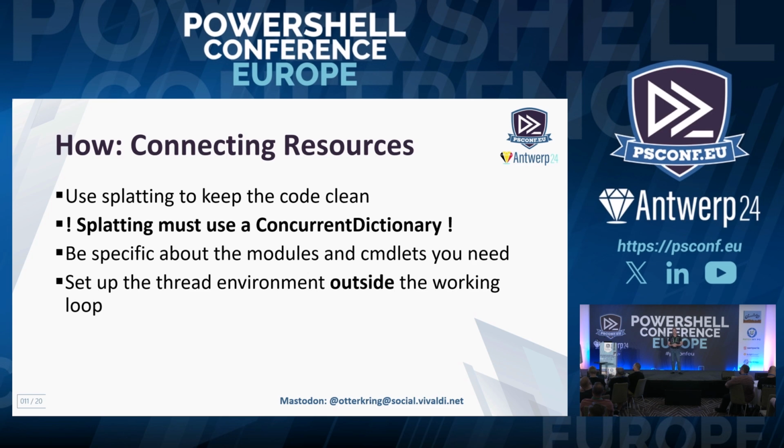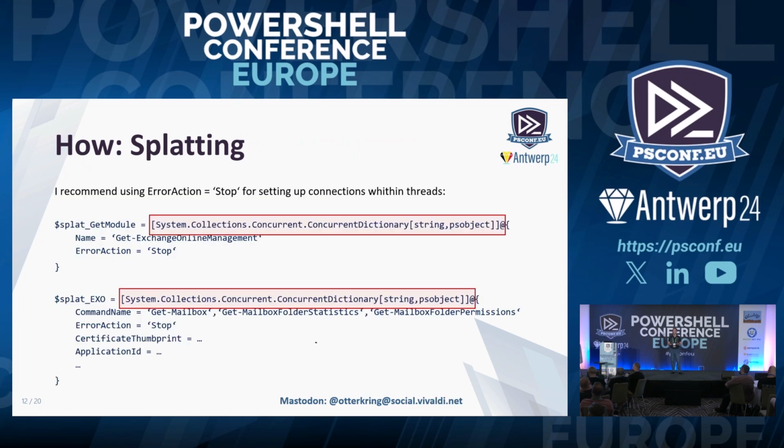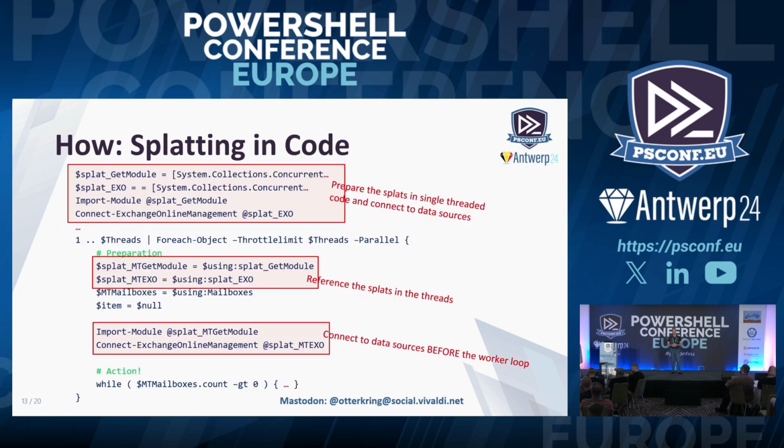The same with the connections to the remote systems. You have to build the connections before the working loop because you only want that to happen once. I really recommend using Splatting here, but for the Splatting, you can't use hash tables. You have to use the ConcurrentDictionary to make it thread safe. Other than that, the Splatting is straightforward. You just use, instead of the simple hash table, the .NET data type for the ConcurrentDictionary.